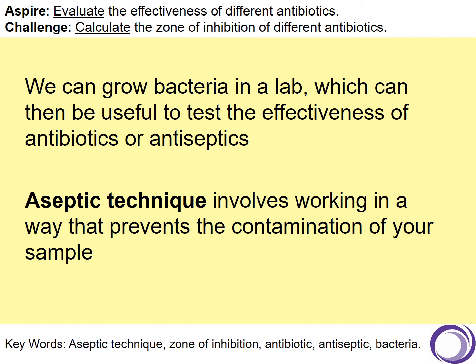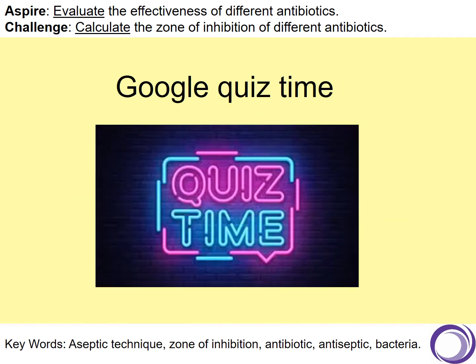So we're going to grow one type of bacteria, and then we can put different antibiotics or different antiseptics on it and see if it kills the bacteria. And aseptic technique is the way of working which stops contamination of your sample.